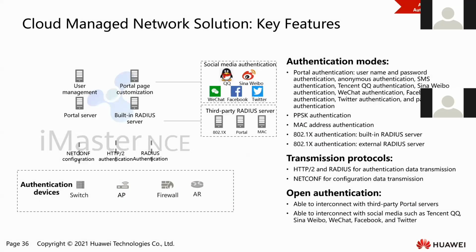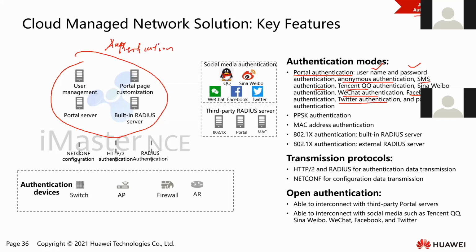Okay, so the second key feature that we have here is admission authentication. Admission authentication is basically the feature where we can use our NCE as an authentication server. Okay. So basically in our cloud campus, we support different types of authentication. The first one is portal authentication. And in portal authentication, we can use either username or password to log in. And we also support anonymous authentication, SMS authentication. Okay, you can use Tencent, Sina Weibo. You can also use WeChat to authenticate, Facebook, Twitter, and passcode authentication.